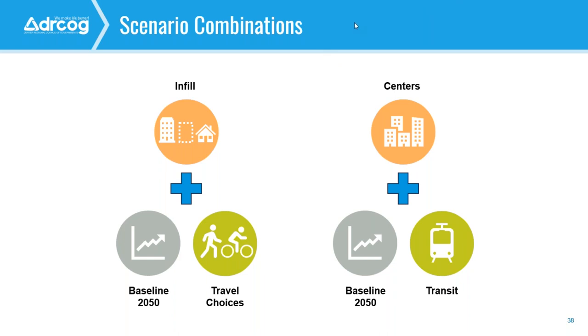So I'll do this next slide, the scenario combination. Given what Andy just presented on the two land use scenarios, we wanted to pair the two land use scenarios with the most appropriate, or what seemed like logical, transportation scenarios. For the infill land use scenario, we paired that with the baseline. We did that for both, and with the travel choices scenario. Similarly, the centers we did with the baseline, but we did the centers with the transit scenario. And we're going to step you through what some of that starts looking like.